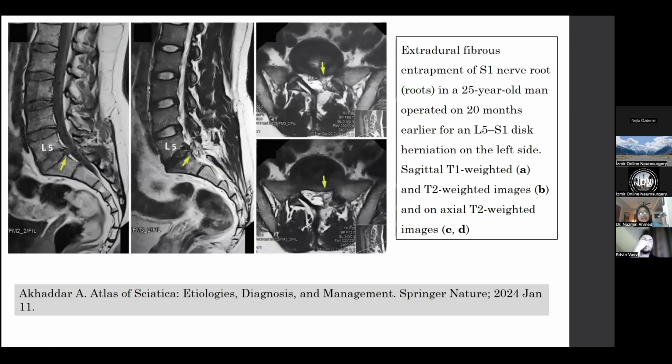So this is another example of extradural fibrous entrapment of the S1 nerve root in a 25-year-old patient, where it is evident that there is a previous laminectomy mark at the L5-S1 level, and there is herniation of the intervertebral disc. It mimics this in T1 and T2 images, but intraoperatively, there is fibrosis present.